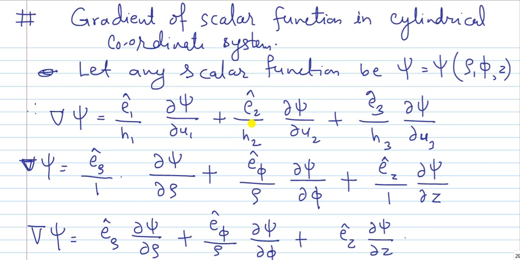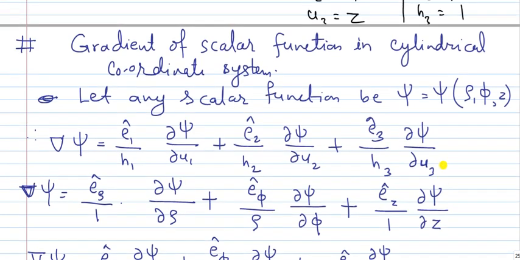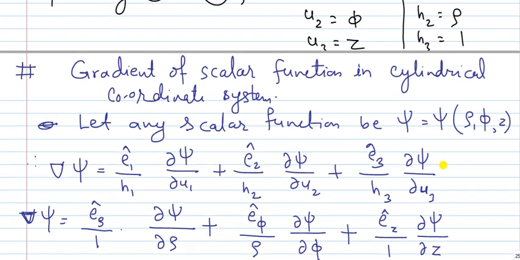Now if you put the values over here, in place of e1 you can write e rho, which means the unit vector for the coordinate rho. Del psi by del u1 means del psi by del rho. In a similar way, put the value of e2 as e phi, and h2, we have found the value of h2 as rho.